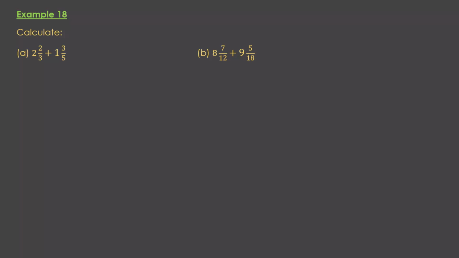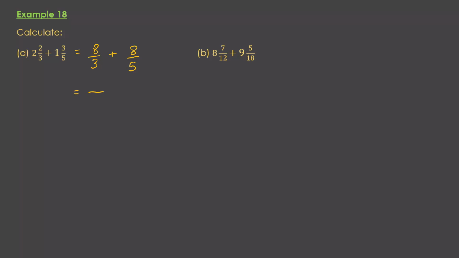So we want to calculate 2 2/3 plus 1 3/5. Let's do this one by turning them into improper fractions. So 3 times 2 is 6, add 2 is 8. So that's going to be 8/3. 5 times 1 is 5, add 3 is 8. So that one's going to be 8/5.